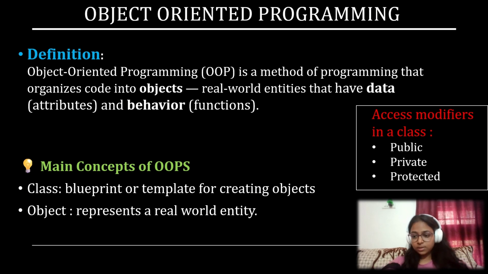Okay. So next comes OOPS, that is object-oriented programming. It is a method of programming that organizes the code into objects. So basically, you can write code without OOPS, but what is the use of defining classes? It just makes the code readable and organized. So basically, it is used to organize the code more efficiently rather than making it messy.